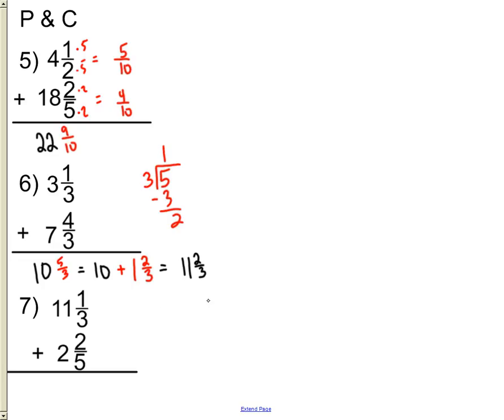And lastly, let's take a look at this one. 11 plus 2 is 13. Denominators don't match, so let's go ahead and multiply the top and bottom by 5. That'll make that into 5/15. Multiply this by 3, top and bottom. That'll make that into 6/15. Same denominator, so what's 6 plus 5? That would be 11/15, and there's nothing to simplify.